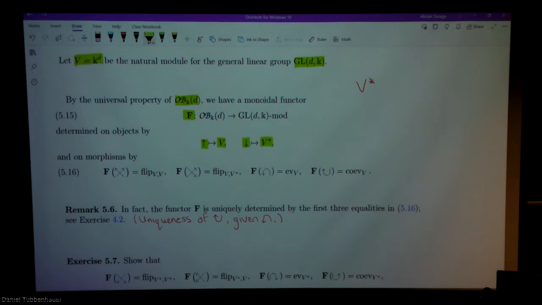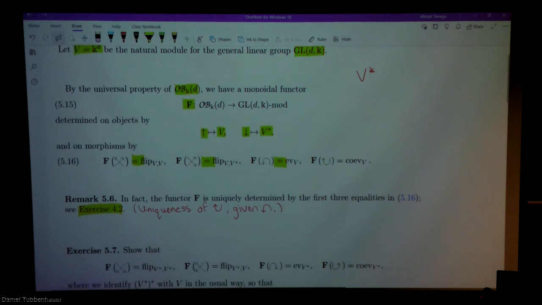And in fact, you can save yourself even a little bit more effort, in that you only need these first three. You need to specify those because there was an exercise way back, if you remember, about how unique this duality data is. And I said it's not unique in general, but if you fix one of them, like if you fix the cap, then the cup is uniquely determined. So if we say where the cap is sent, the fact that the target category is rigid monoidal means there exists a unique image for the cup. And so you really only need to specify where you send those first three.